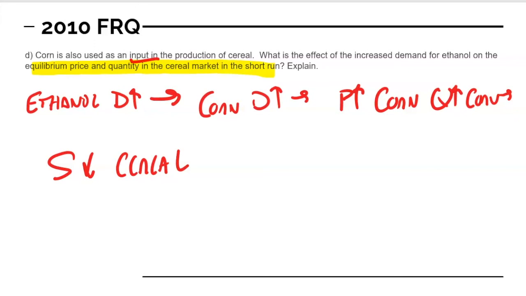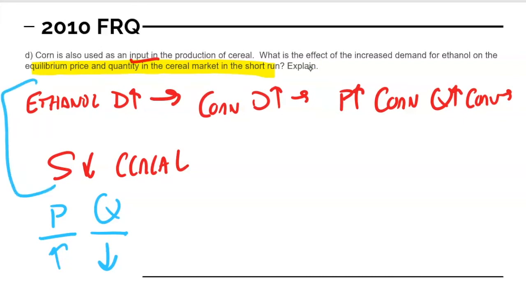Well, here, if the supply decreases for cereal, we know that when supply decreases, price is going to increase and our quantity is going to decrease here. So the correct answer is equilibrium price increases, equilibrium quantity decreases, and the explanation is this entire mapped out thing that eventually leads us to the supply decreasing for cereal. Of course, you can't just draw the arrows. You have to explain it out in words using full sentences. But yet again, for sake of time, I just drew out really the path for it.